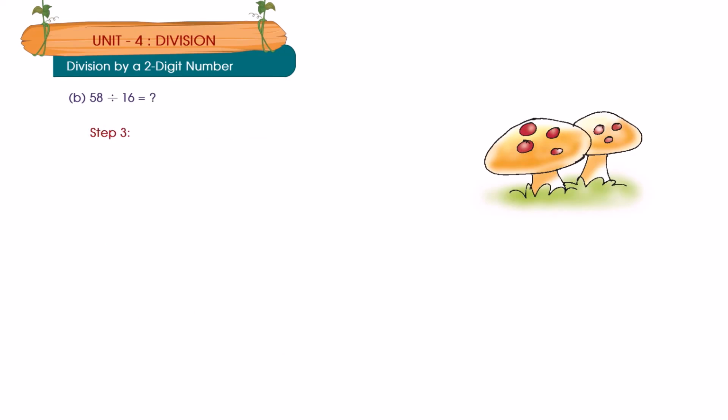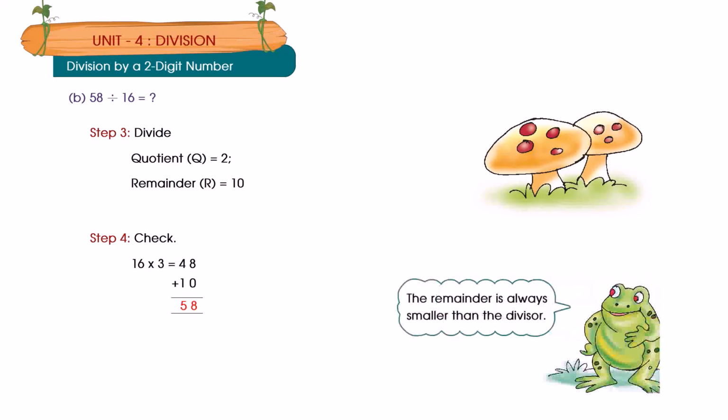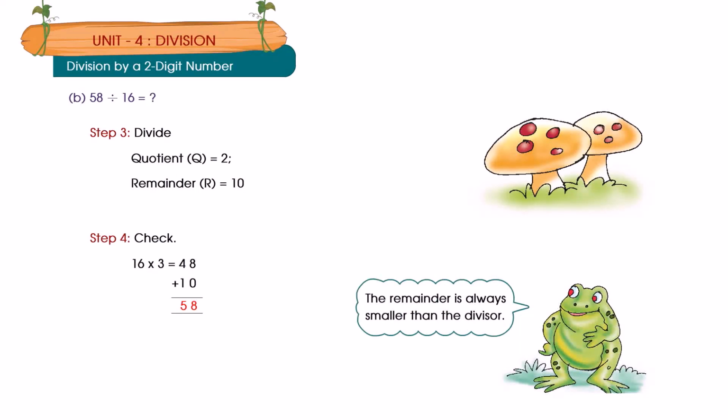Step 3. Divide. Quotient Q is equal to 3. Remainder R is equal to 10. Step 4. Check. 16 into 3 is equal to 48, plus 10 is equal to 58. The remainder is always smaller than the divisor.